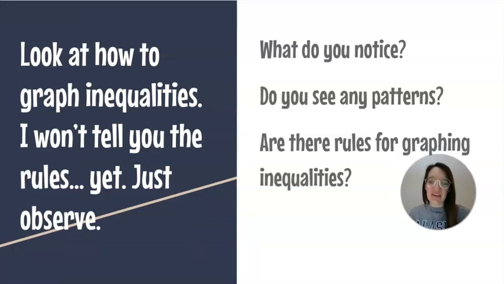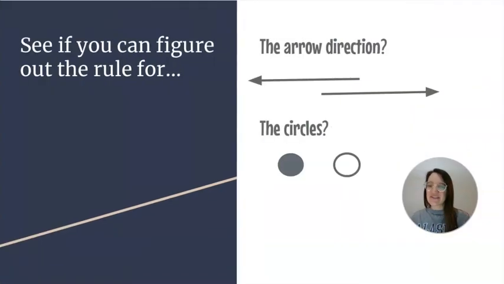But I'm going to let you figure it out. I'm going to let you look at these inequalities, and then I want you to figure out how to do it. I want you to see if you can notice the pattern. For example, I want you to see if you can figure out why the arrow is going to the left and when it is going to the right. You're going to notice that sometimes the circle is open. Sometimes you'll see a circle, but then you'll see it filled in. So your goal is to figure out the rule.